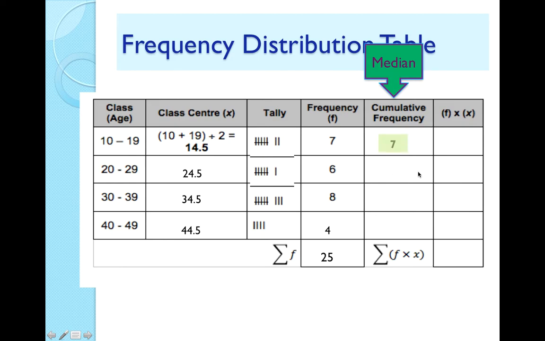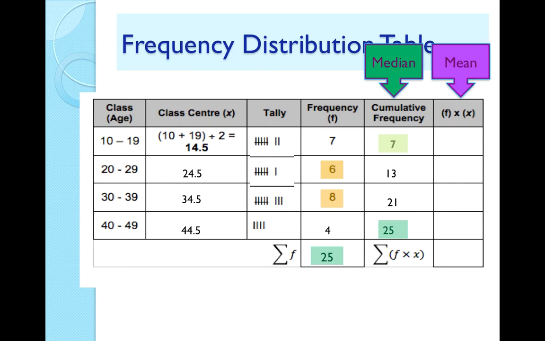We then use this first cumulative frequency added to the next frequency. 7 plus 6 is 13. To find the next cumulative frequency, it's 13 plus the next frequency, which is 21. 21 plus the last frequency of 4 is 25. This last cumulative frequency and the total of the frequency column should always be exactly the same.